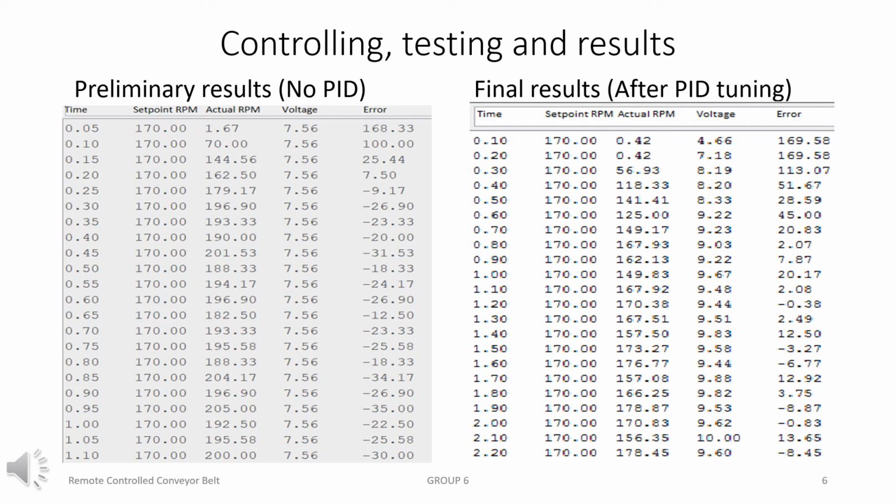There is no PID control implemented. Time in seconds is shown in the first column, set point RPM in the second column, actual RPM in the third column, calculated voltage in the fourth, and error in the fifth column.